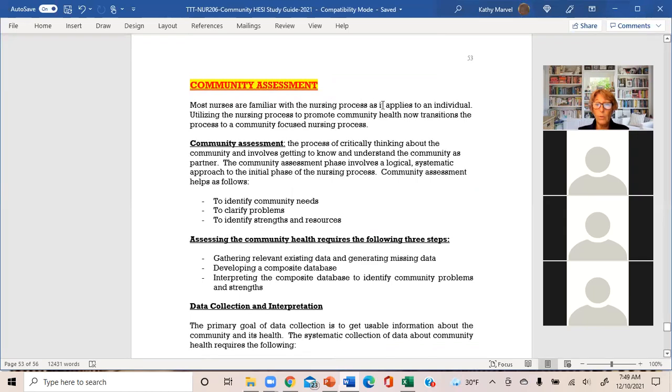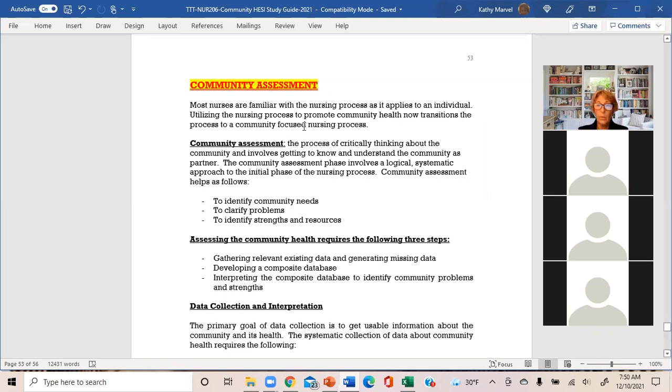Most nurses are familiar with the nursing process as it applies to an individual. Okay, but utilizing the nursing process to promote community health now transitions the process to a community-focused nursing process. So all that verbiage in that little paragraph is that we need to be able to apply the nursing process when we're community nurses. And how do we do that? How do we take our nursing process and apply it to a community assessment?